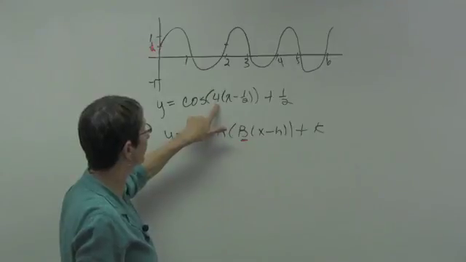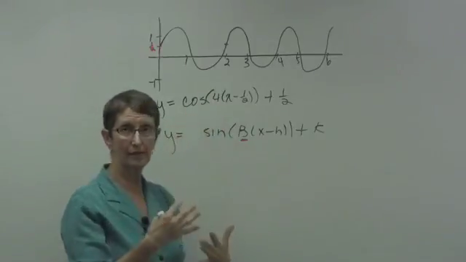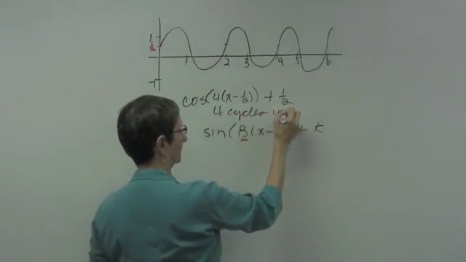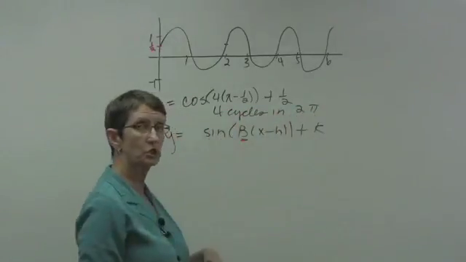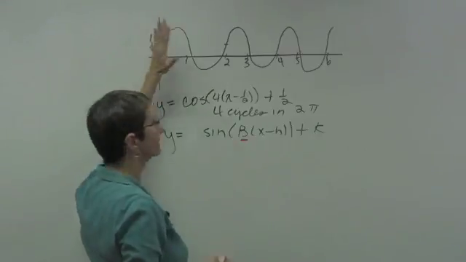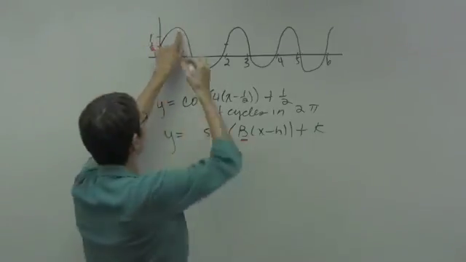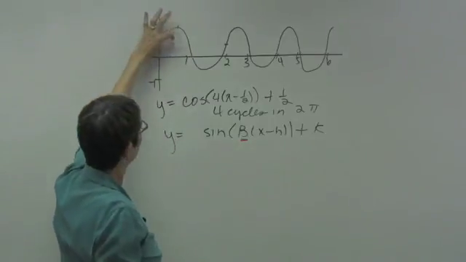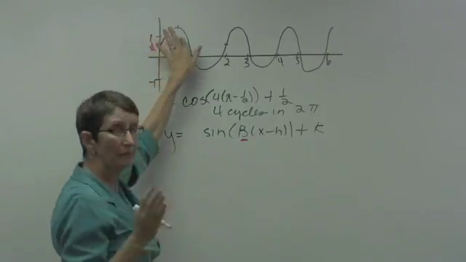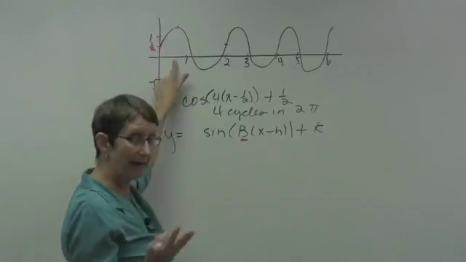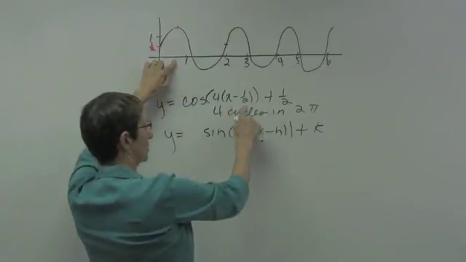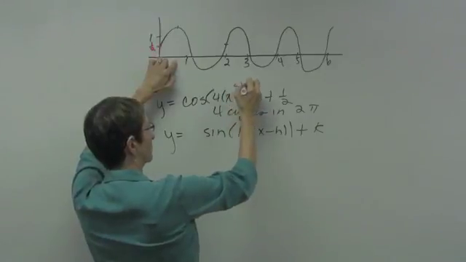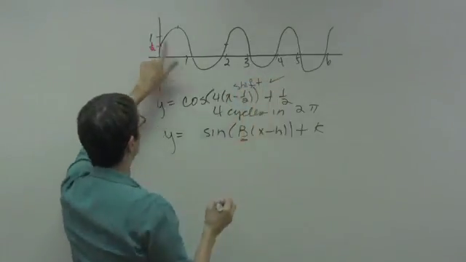The 4 says I have more cycles. This would be 4 cycles in 2 pi. And this would be a shift. But if it's a cosine, let's start at the top and think about it starting up here. So I would have been shifted over a little bit to the right, and pardon my scale, but it should be about a half. So the shift is okay. So the shift, I can say shift checks.